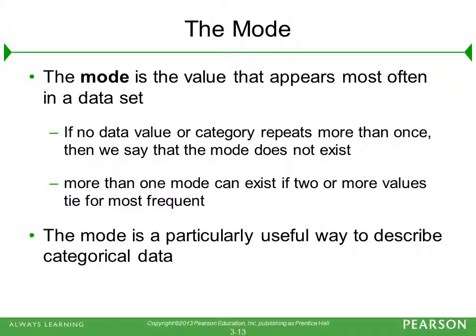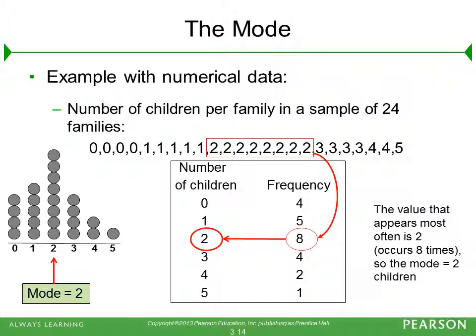Mode is a value that appears most number of times. So it's the most popular value in the data. So consider this data set. 2 is repeated most number of times, which is 8 times in this data set. Therefore, the mode is 2.